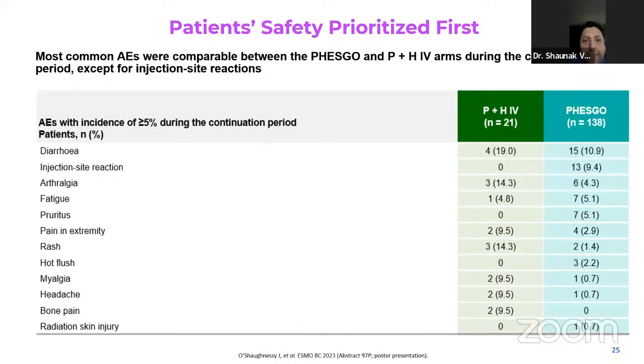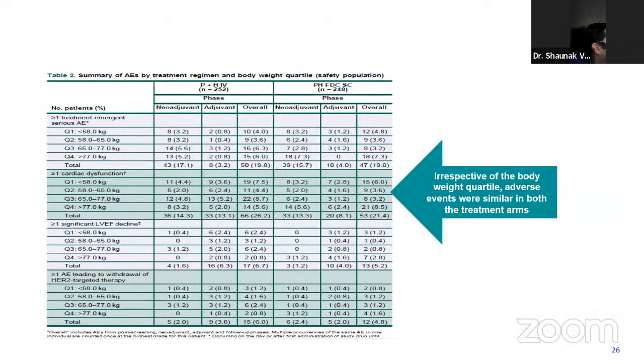So we are prioritizing patient safety with the use of Phesgo, where there is a lesser incidence of adverse events like diarrhea, injection site reaction, fatigue, and arthralgias. Next slide. This is the summary of adverse events by treatment regimen and body weight quartile. Irrespective of the body weight, adverse events were similar in both treatment arms. Next slide.